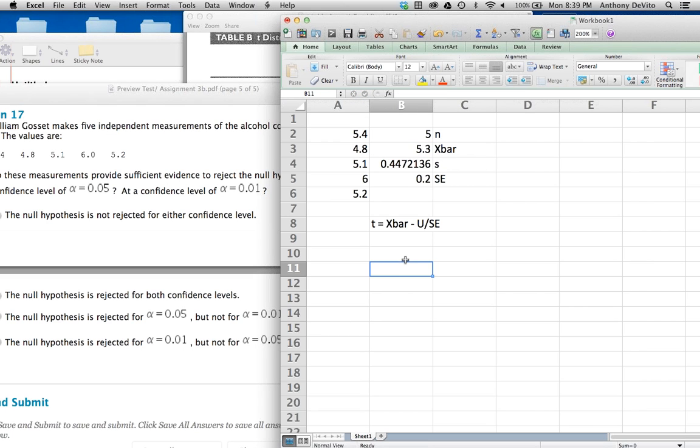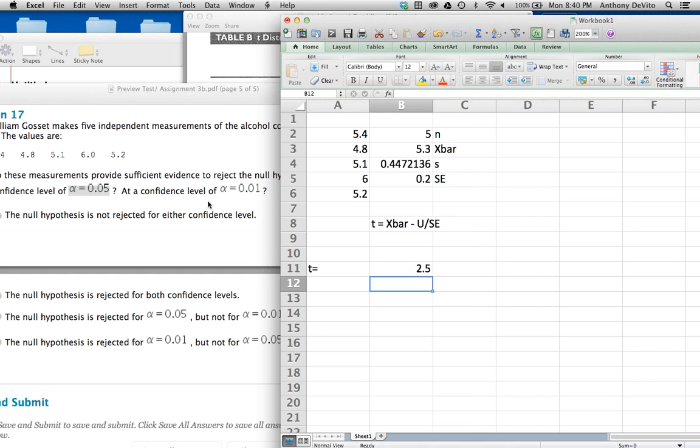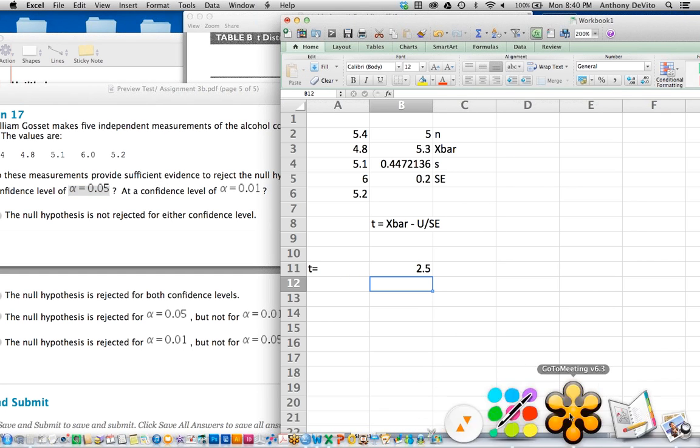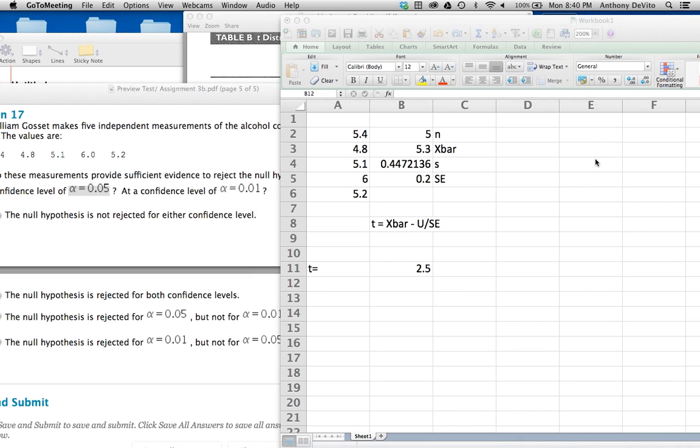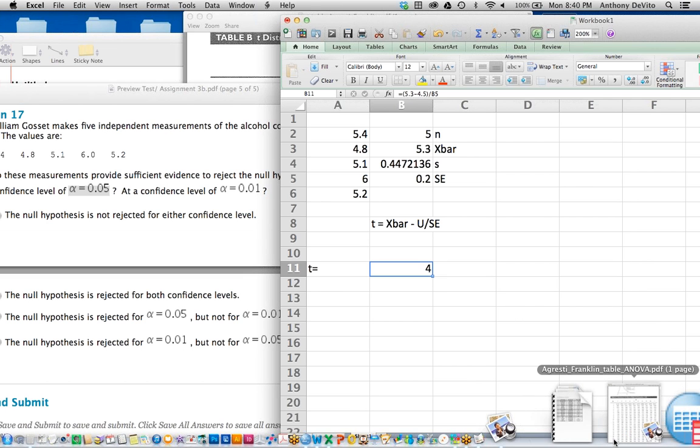So t is equal to 5, right, minus 4.5. I'm going to put that into parentheses, divided by the standard error. How many standard errors apart are these two values? Turns out that my t-score is equal to 2.5, right? Now, in order to know whether I can reject the null hypothesis, I have to find out what the critical value of t is at alpha equal to 0.05 for 4 degrees of freedom, and at 0.01 for 4 degrees of freedom. Okay, so let's go to our t-table. Why did I do 5 and not 5.3? Did I do 5? Oh, you're right. Excuse me. 5.3. I made a mistake. That changes things enormously. Thank you for catching that error.